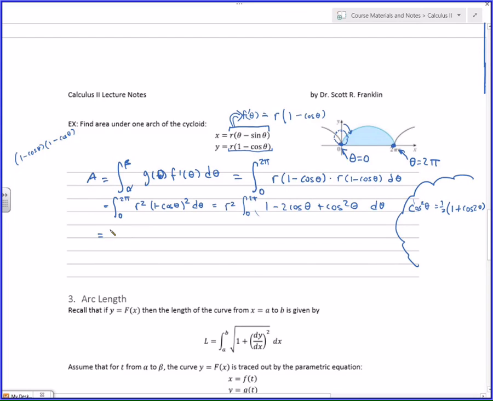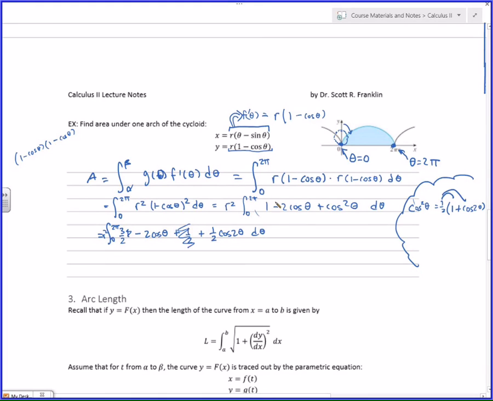So then, here's what I've got. Integral from 0 to 2 pi of 1 minus 2 cosine theta plus, and I'm going to go ahead and distribute this, 1/2 plus 1/2 cosine of 2 theta d theta. And if you don't mind, I'm going to go ahead and do this. This becomes 3/2 because 1 plus 1/2 is 3/2. Make sure r squared is up front. Oh yeah, up front, r squared.